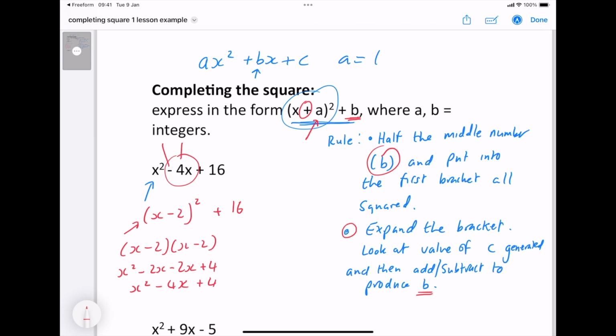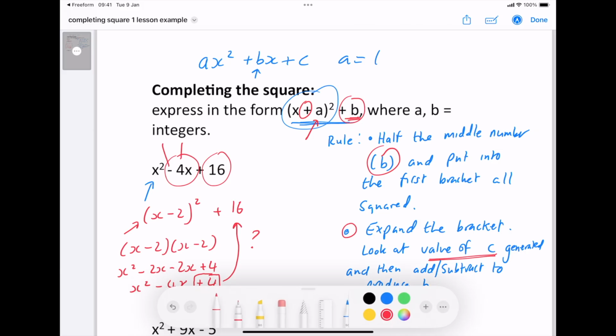So the last thing to do is to find this value of b. So now that I've expanded this expression, I have a new value of c, which is this part I was referring to here. And that value of c, you can see, is positive 4. I've just put a box around it. It's just positive 4. So I have positive 4. So think about this. What do I need to do to positive 4 to get back to 16? What do I need to add or subtract? To make 16, which is what it is in the original expression, I need to add 12.